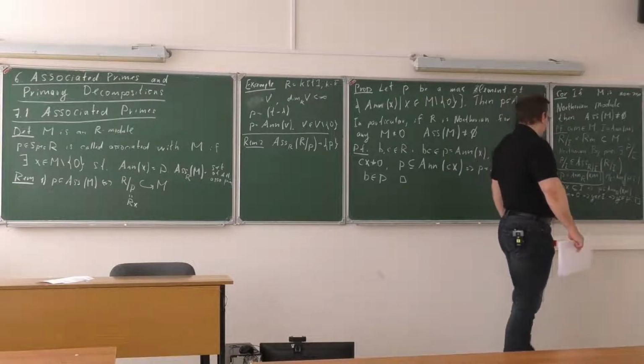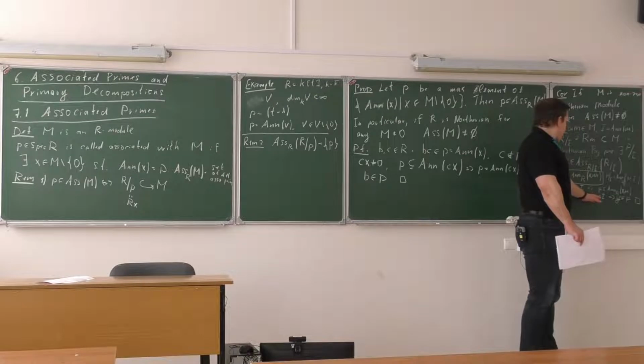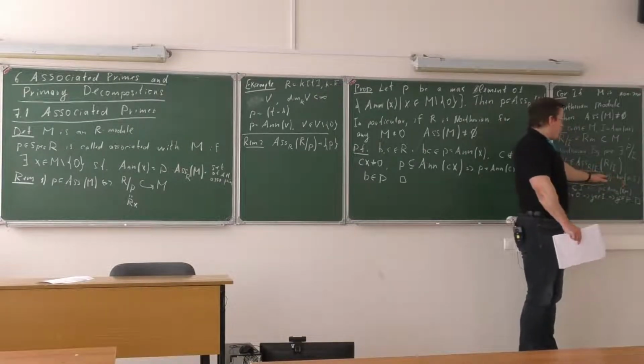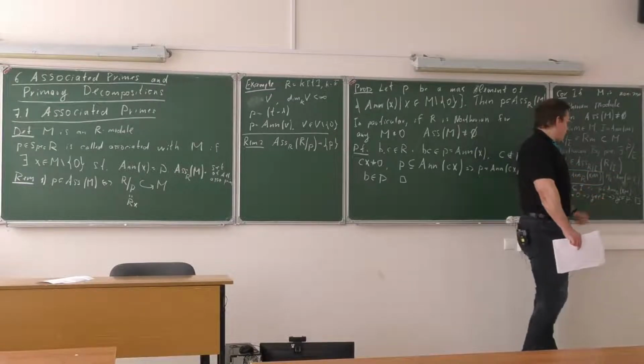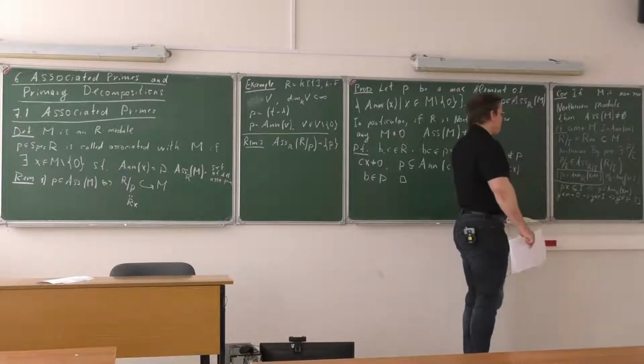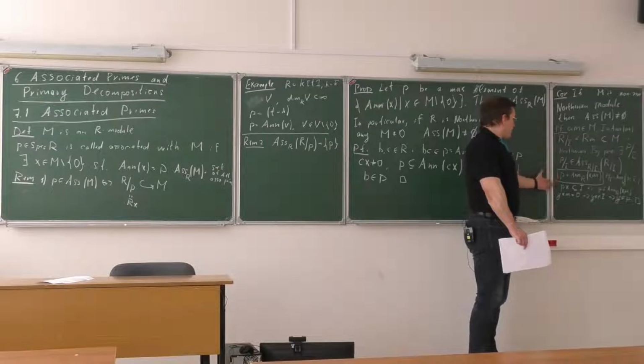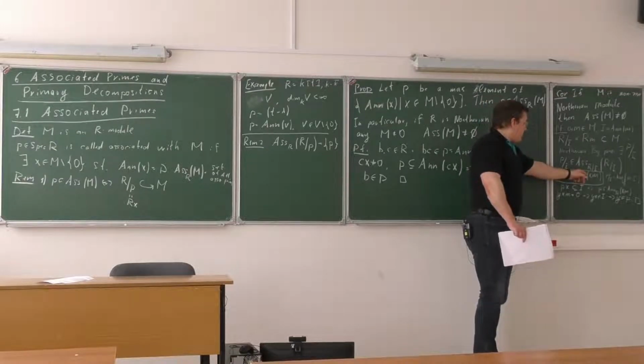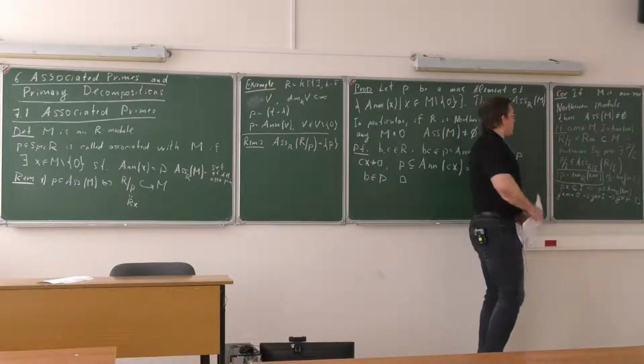Everything that annihilates element x in this quotient ring has to be an element in p. So y is in p. And this immediately gives us inclusion in the other direction. So now I start with any element y in the right-hand side, and it belongs to the left-hand side.